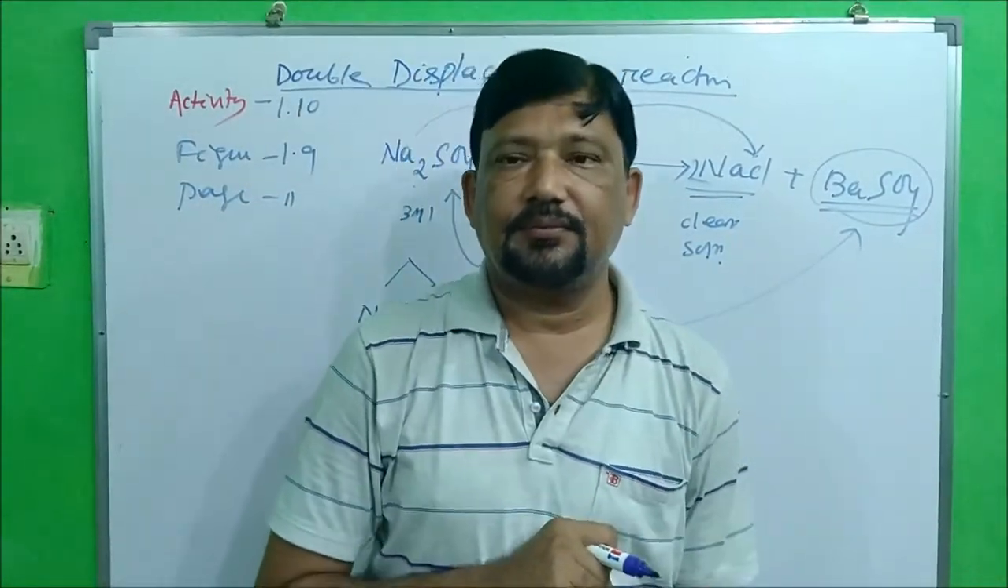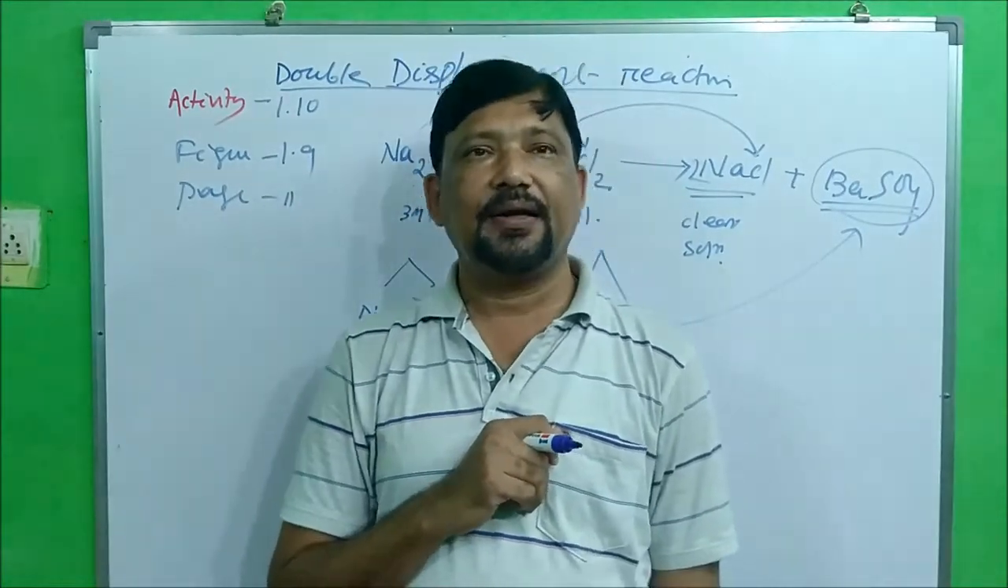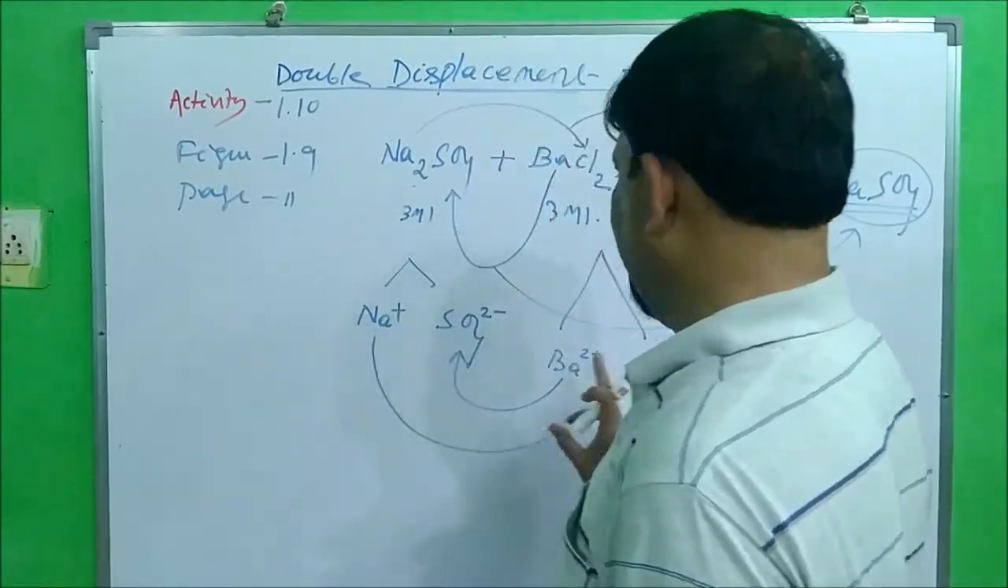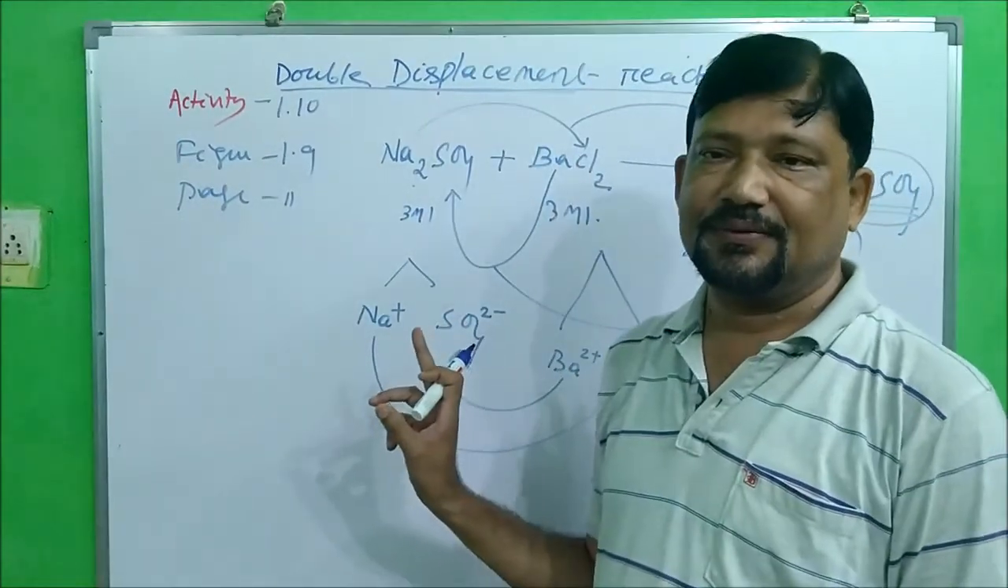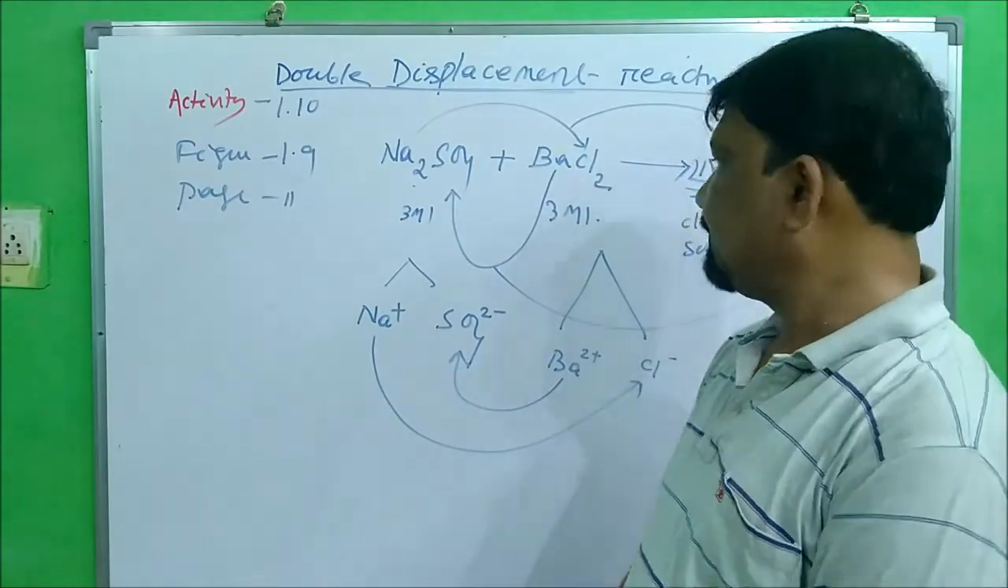One more example, just recall lead nitrate and potassium iodide, where you will get a yellow color precipitate. There also this ion exchange takes place. So this is about your double displacement reaction.